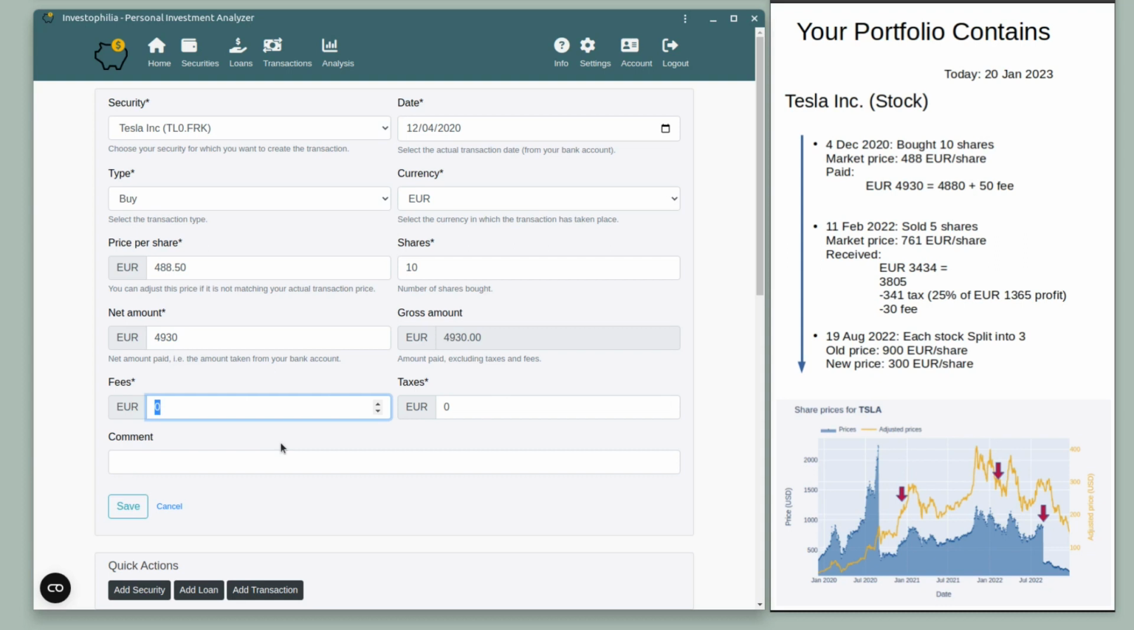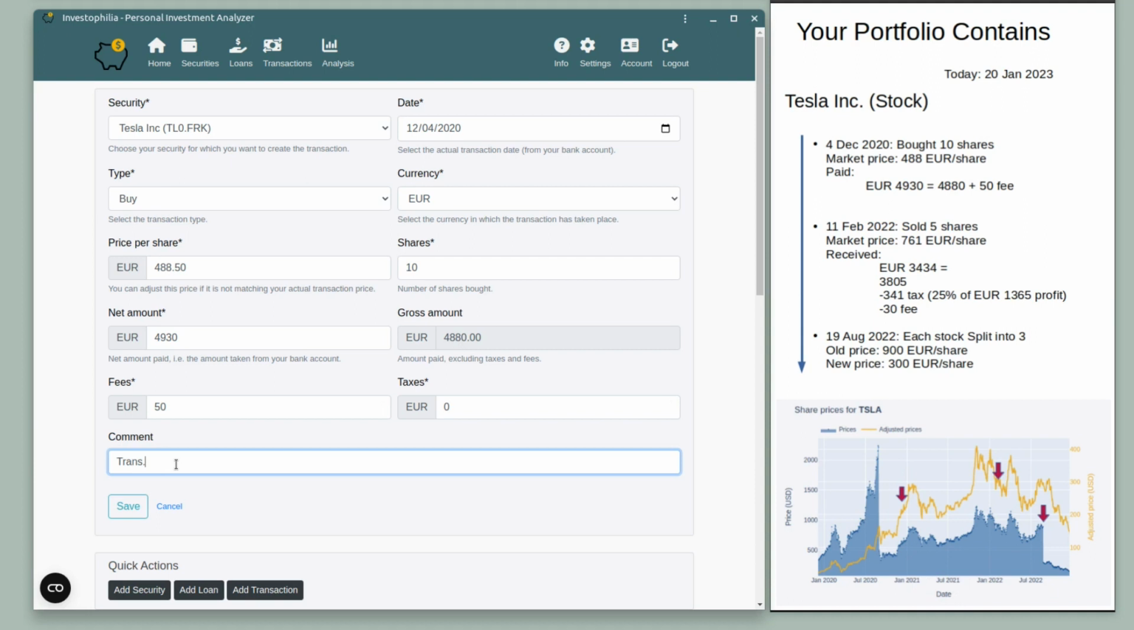These are optional fields, the fees and taxes, but you can fill them. And in this case, I have this 50 fee. And as you see, by adding this 50 fee, I see the gross amount, which only corresponds to the real price of the stocks, is 4,880, equal to that one. And I can add a transaction to this.